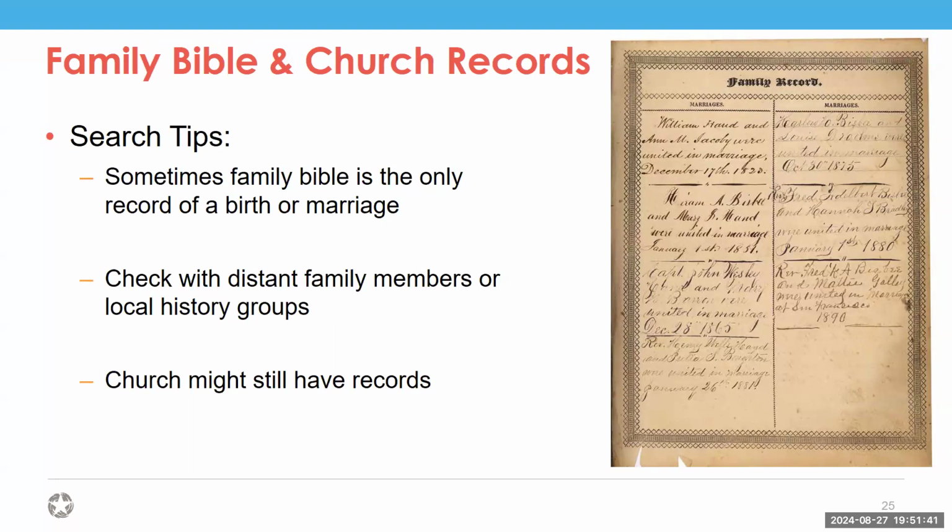You can always check if you are not the one that happens to have the ancestral family Bible. You can check with your distant family members or local history groups to see if maybe one of them has it, or if they donated such an item to a local history group, a library, a university. Or if the church is still in existence, it's always worth reaching out to them to see if they might still have the records.